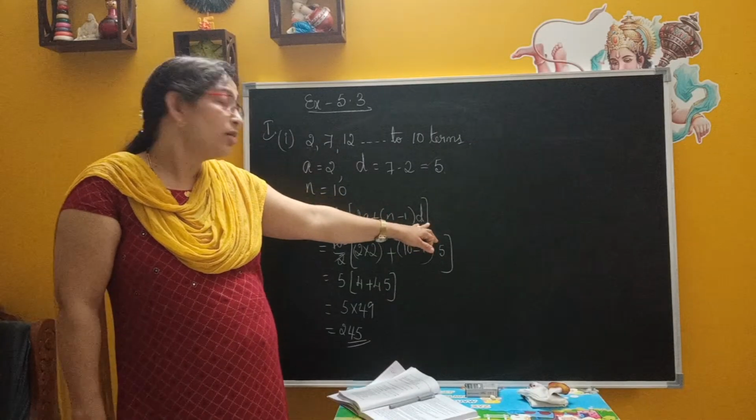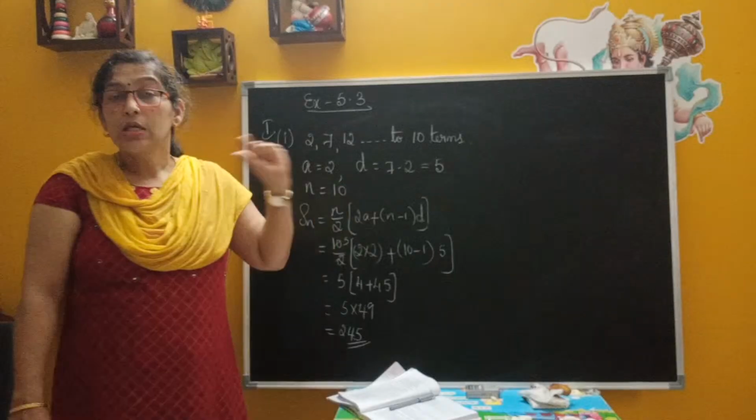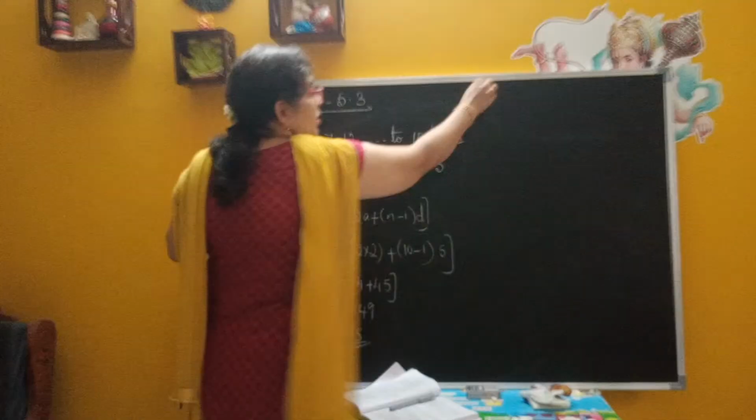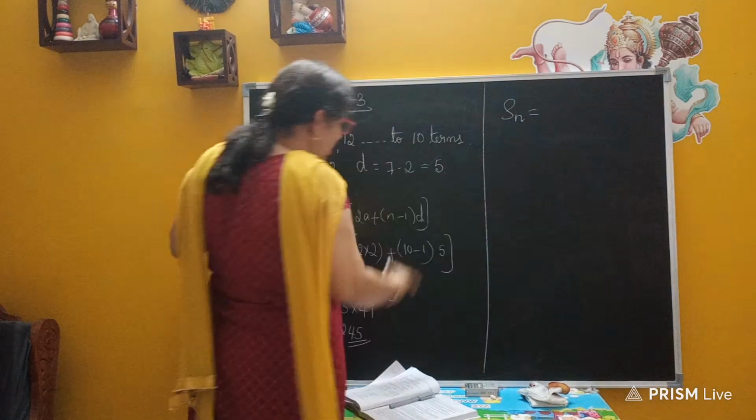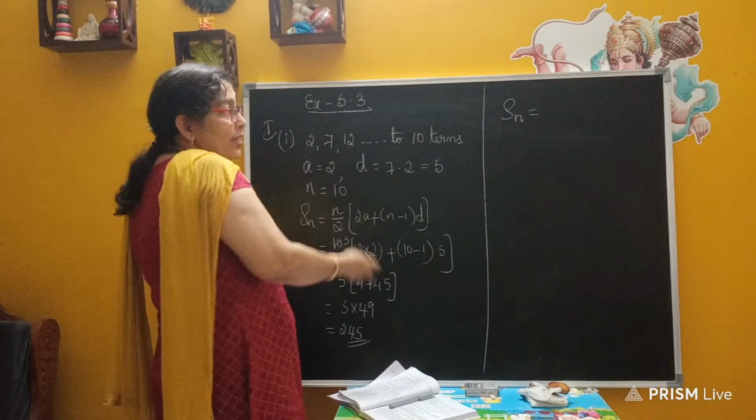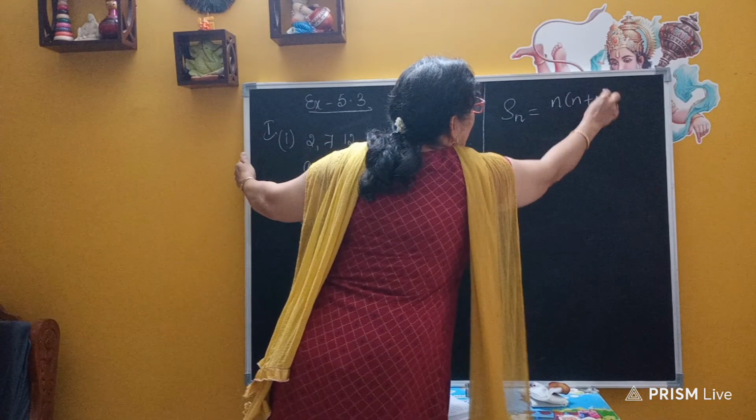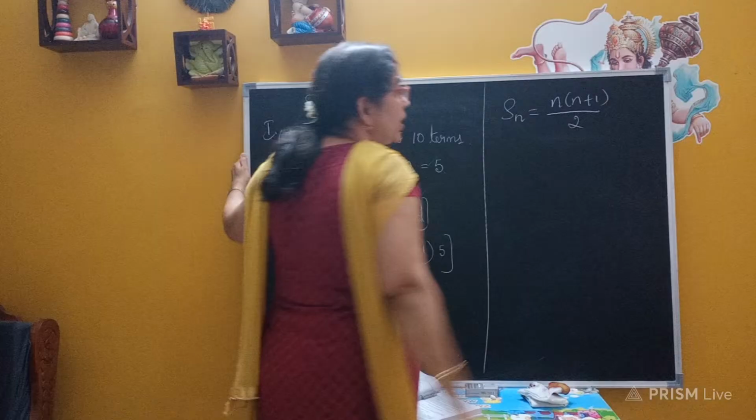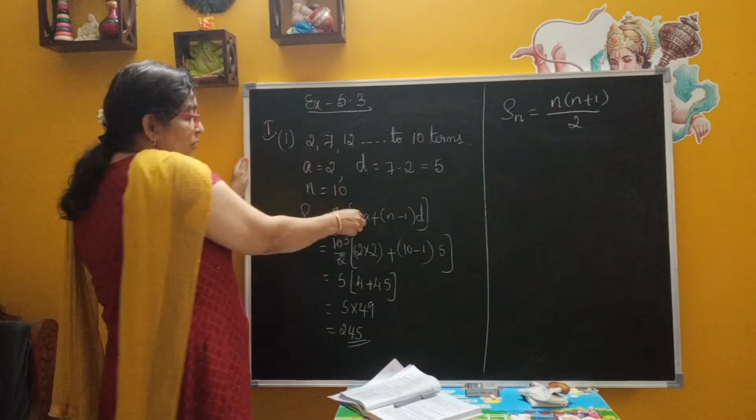Gauss found out this formula. Actually, for the first 100 natural numbers he used another formula, that is Sn. This formula is derived from this. Sn is equal to n into n plus 1 by 2. This formula is a simplified form of that.